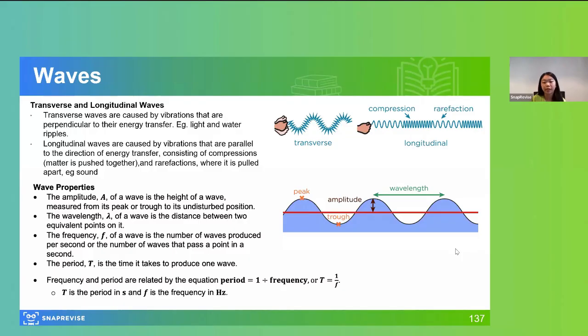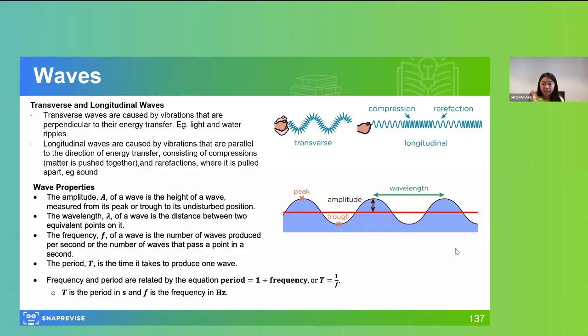Properties of the waves, you can see here, there's wavelength, there's the peak and the trough, the amplitude. That graph already tells you kind of what you need to know. The main part I want to emphasize here is knowing the units. So you need to know amplitude: that's the height of the wave. The wavelength is the distance between two equivalent points. And the frequency is the number of waves produced per second, or the number of waves that pass a point in a second.